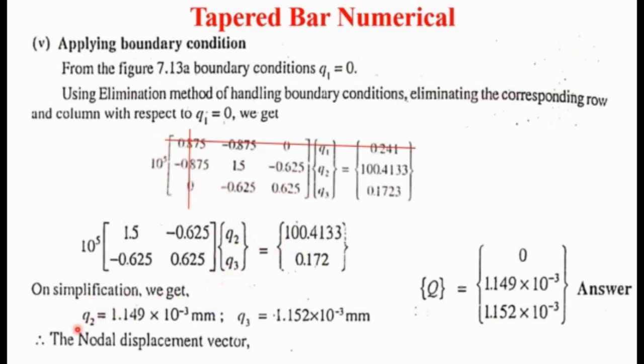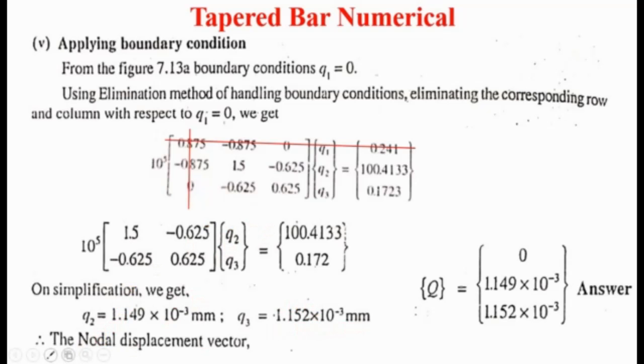Then after simplifying this we will get Q2 is equal to 1.149 into 10 raised to minus 3 mm and Q3 is equal to 1.152 into 10 raised to minus 3 mm. So these two values we get after simplifying these two equations.